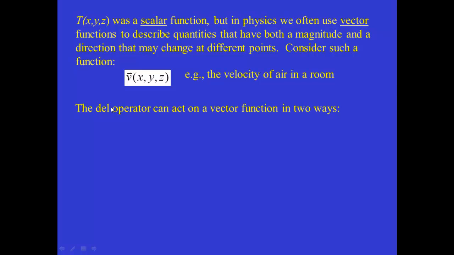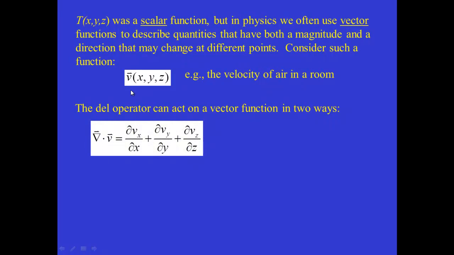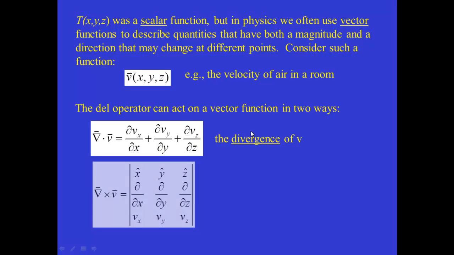The del operator, being a vector operator, can act upon this vector v in two ways, either through a dot product or through a cross product. So del dot v, if you actually work out the expression using the definition of the del operator, gives this result here. Note that it's a scalar, and we call this the divergence of v. We can also make the cross product of del and v, del cross v, which has the standard representation as the determinant of a 3 by 3 matrix, and for notational purposes we call this the curl of v.